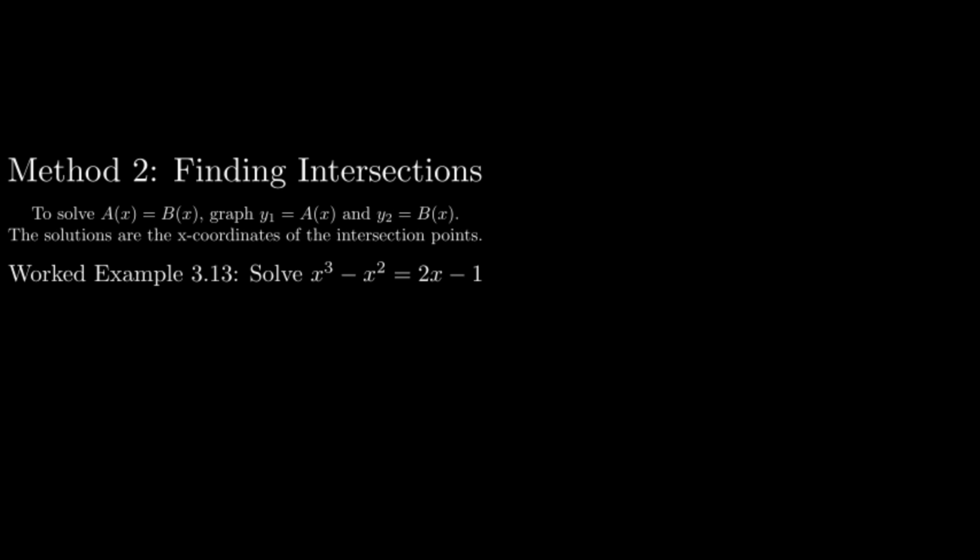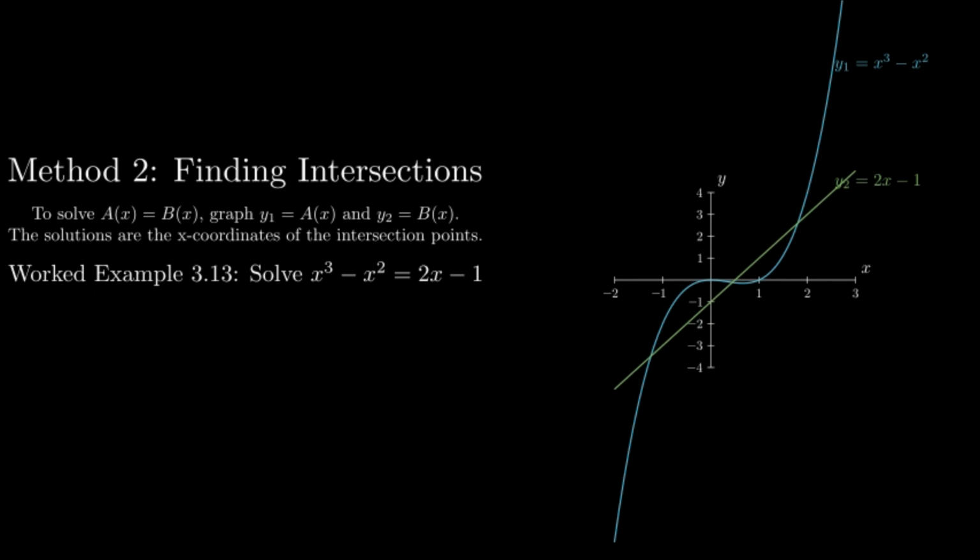Let's try this with the equation x cubed minus x squared equals 2x minus 1. We'll let y1 be the cubic function on the left and y2 be the linear function on the right. We graph both on our GDC. We can see that the line and the curve intersect at 3 different points. We use the intersect function on the calculator to find each one. By moving the cursor near each intersection and using the command, we find the solutions are approximately x equals negative 1.25, x equals 0.445, and x equals 1.80. This method gives us all the solutions visually.